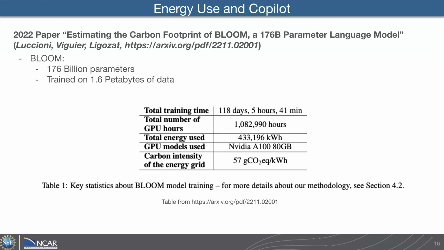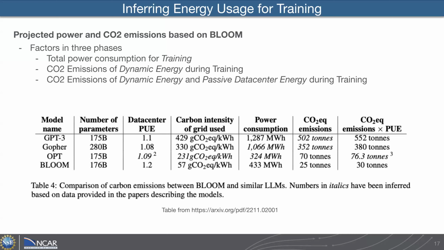And you can get an idea here: the total training time for this model, almost 120 days. The number of GPU hours for it, over 1 million. Total energy use, pretty significant. And this is using similar A100 GPU models that we use on Derecho. They use the study that they did on Bloom to infer some of the energy use for things like GPT-3. And GPT-3 was used as part of the design for Copilot, so we can get an idea of the amount of energy that it took to train this specific model.